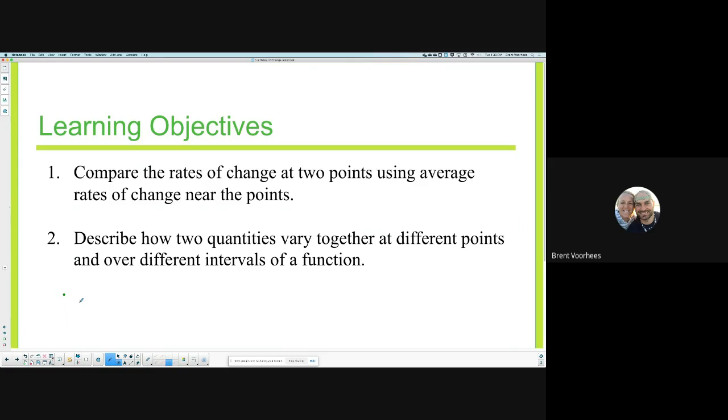What's a synonym for average rate of change? Slope. Slope is the same thing as average rate of change. Now, why don't we use the word slope? Slope is for a line. Average rate of change doesn't have to be a line. It can be a curve, but you're still measuring the slope on that curve.